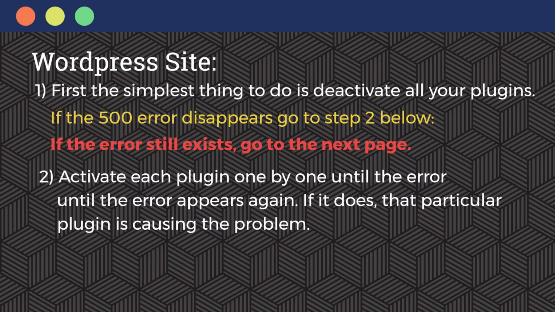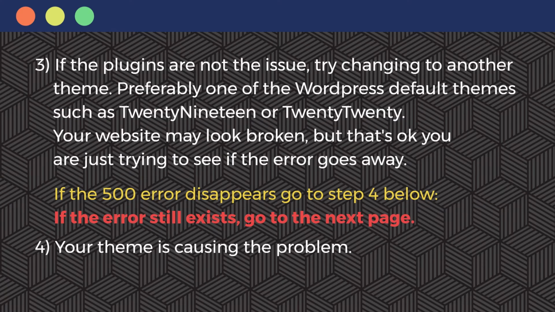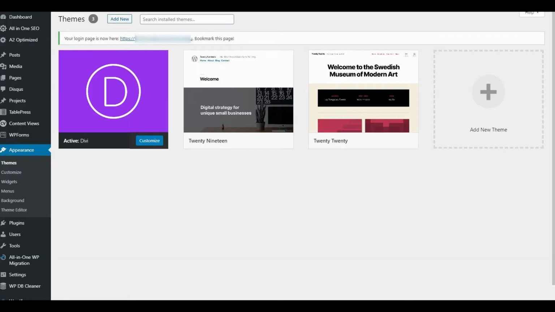Now, if after deactivating all your plugins this did not fix the problem, you need to move on to the next slide to continue troubleshooting. If the plugins are not the issue, try changing to another theme, preferably one of the WordPress default themes that comes with your installation, such as 2019 or 2020. Your website may look broken, but that's okay, because what you're trying to find out is if the error goes away when you switch to a different theme.